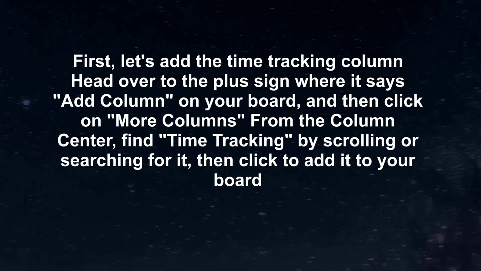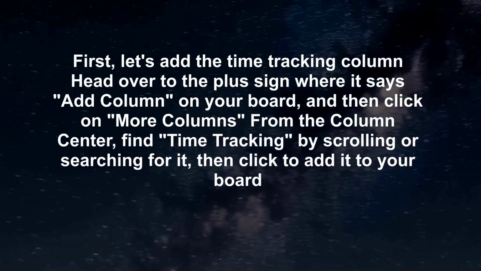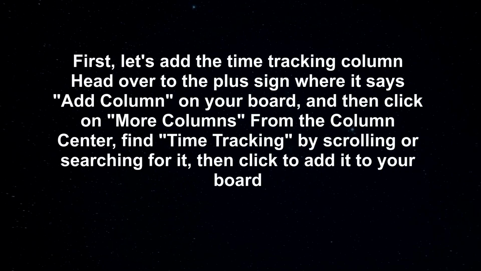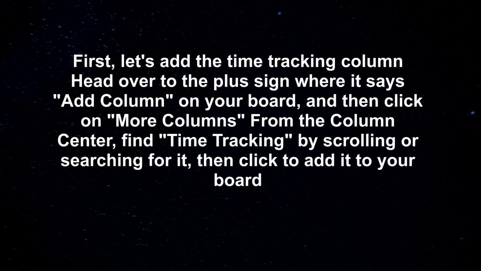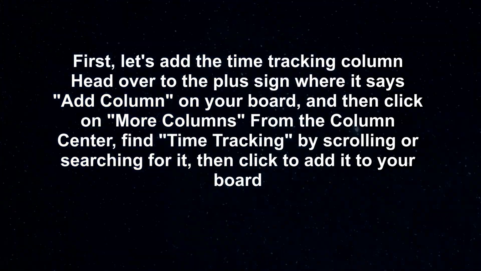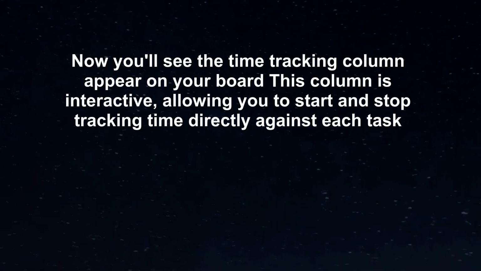First, let's add the time tracking column. Head over to the plus sign where it says Add Column on your board, and then click on More Columns from the column center. Find time tracking by scrolling or searching for it. Then click to add it to your board. Now you'll see the time tracking column appear on your board.